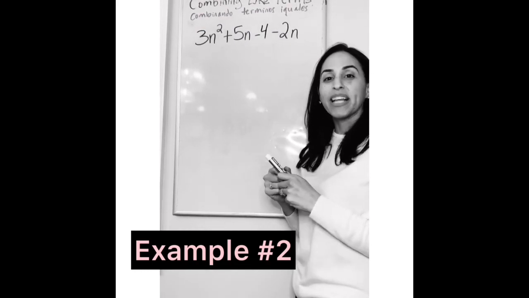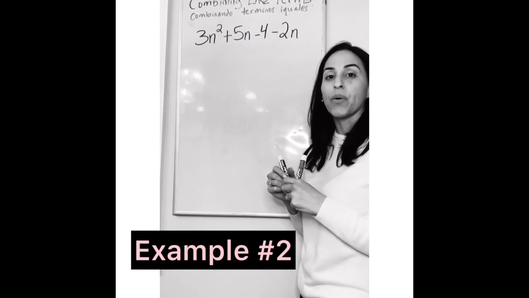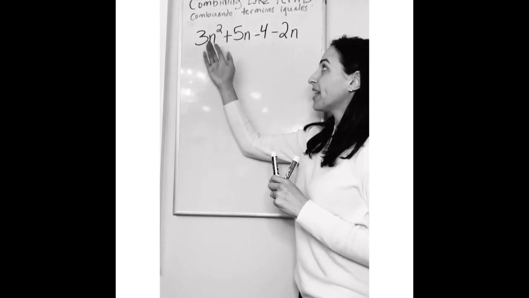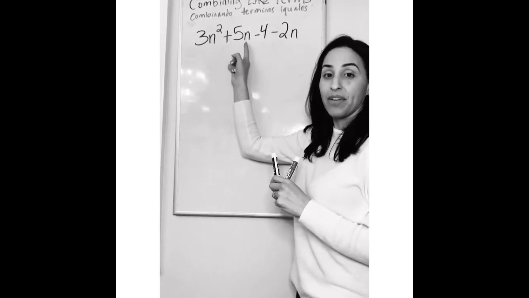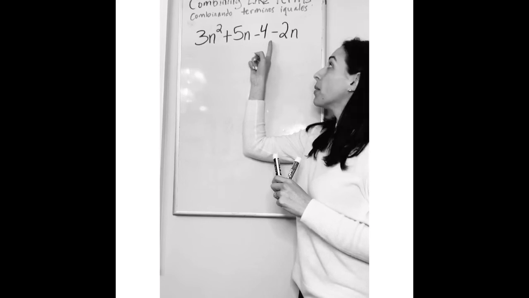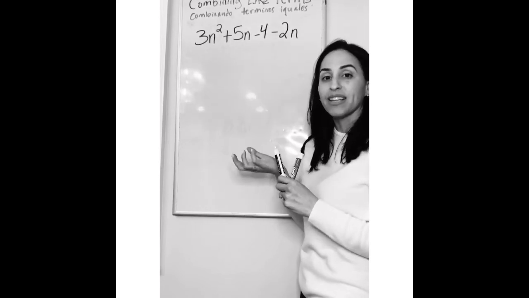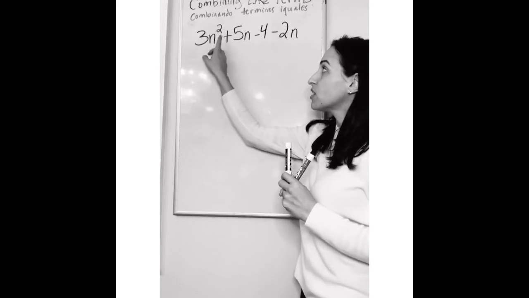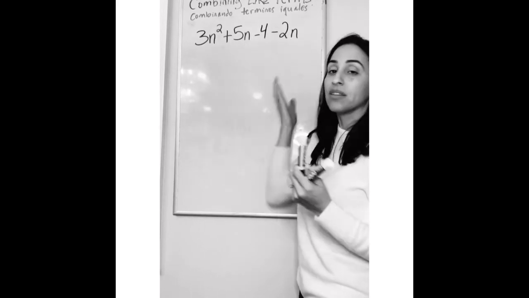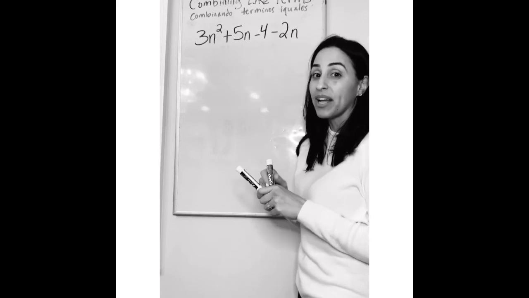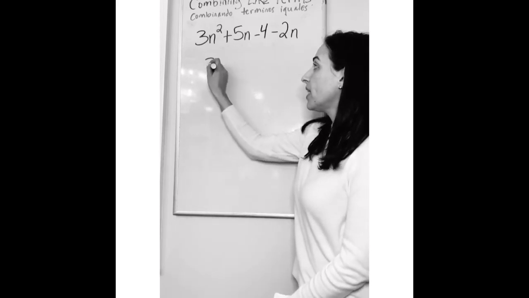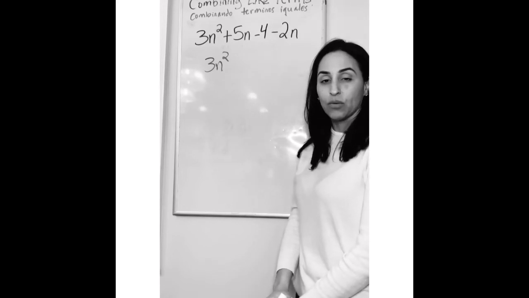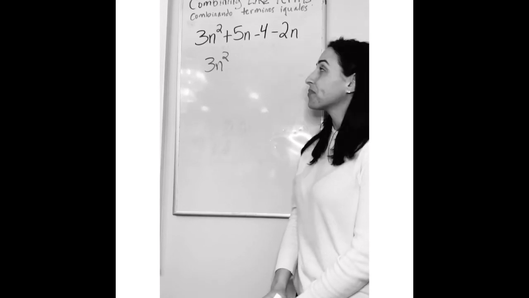Alrighty guys, so let's go ahead and do a more complicated problem. So I have 3n squared plus 5n minus 4 minus 2n. You have to look and see which terms are alike. So this is n squared. Are there any other n squareds? No. So I'm just going to go ahead and write that down. 3n squared. I'm bringing it down. I really can't do anything with it. It's just going to stay there.